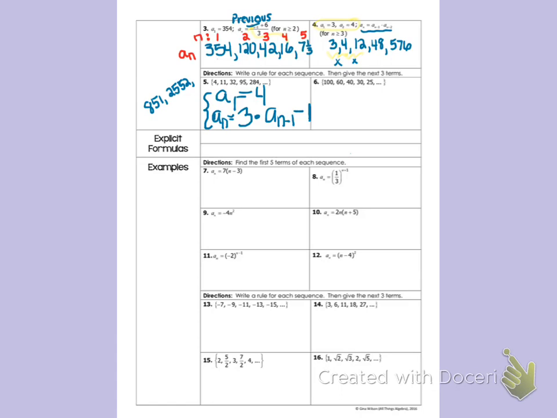And now I'm going to take 2,552, multiply it by 3, and subtract 1, and that gives me 7,655. So let's try another one. Let's try 6. So this time I start off with 100.